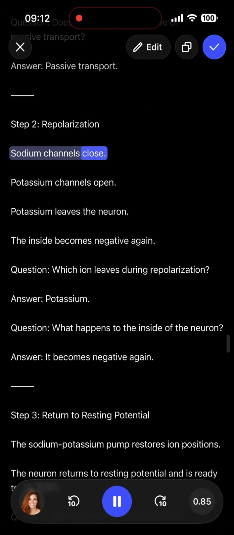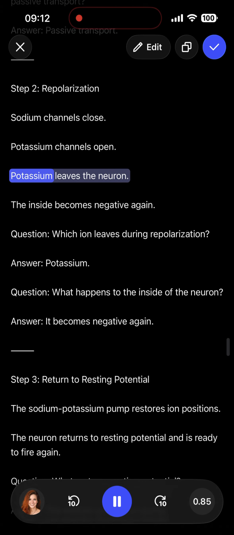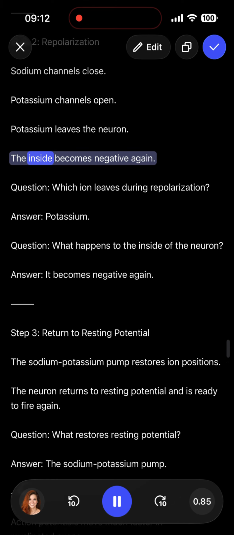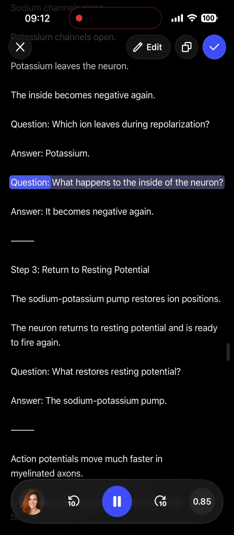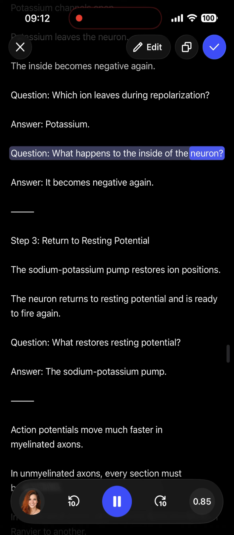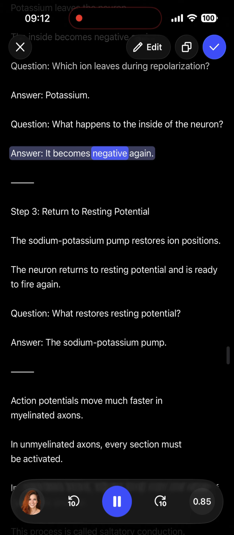Step 2, repolarization. Sodium channels close. Potassium channels open. Potassium leaves the neuron. The inside becomes negative again. Question, which ion leaves during repolarization? Answer, potassium. Question, what happens to the inside of the neuron? Answer, it becomes negative again.